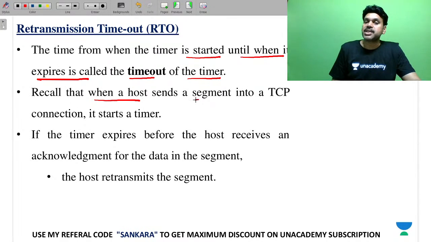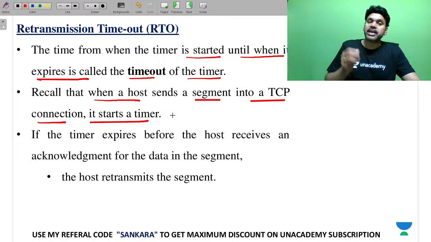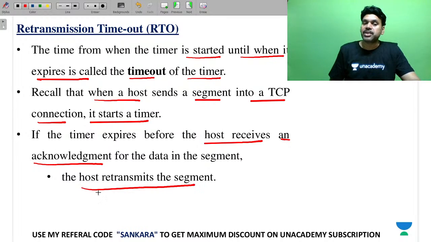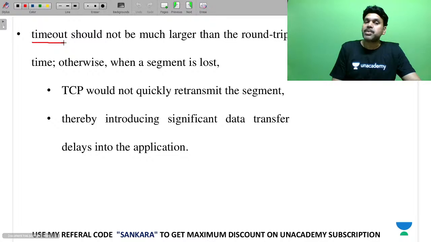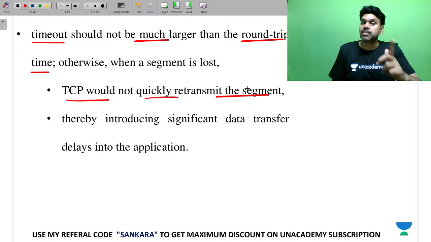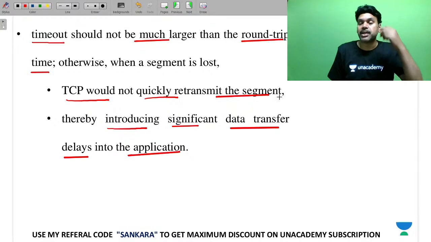When a host sends a segment into a TCP connection, it starts a timer and waits to get it acknowledged. If the timer expires before the host receives an acknowledgement for the segment, the host is going to retransmit that particular segment. We have already seen that. For that, we set a timeout period. The timeout should not be much larger than your round trip time. So TCP would not quickly retransmit the segment, thereby introducing significant data transfer delay into an application.